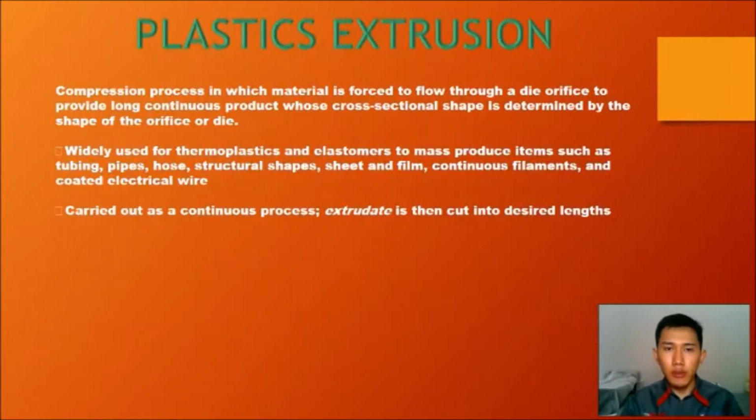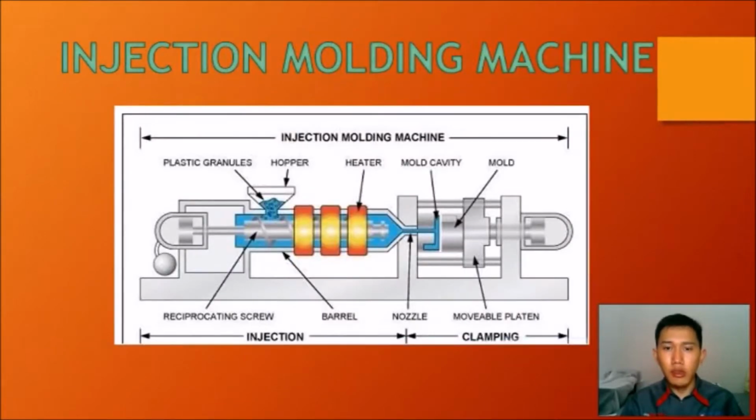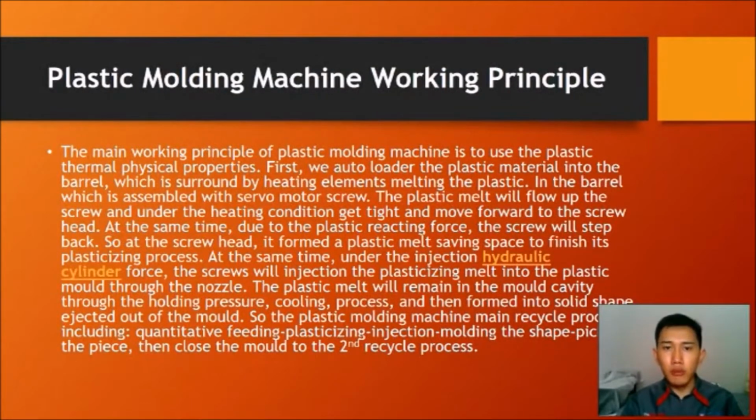This is an injection molding machine. Injection molding is basically almost similar to plastic extrusion. The only difference is that the extrudate goes into a mold. So this injection molding machine consists of an injection part and a clamping part. Plastic molding machine working principle.